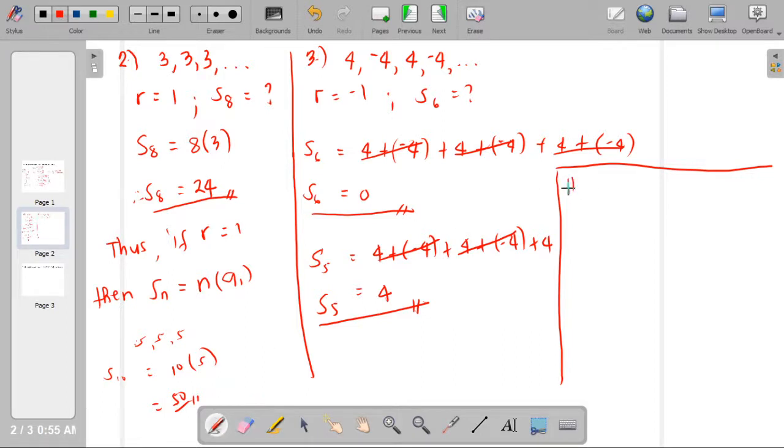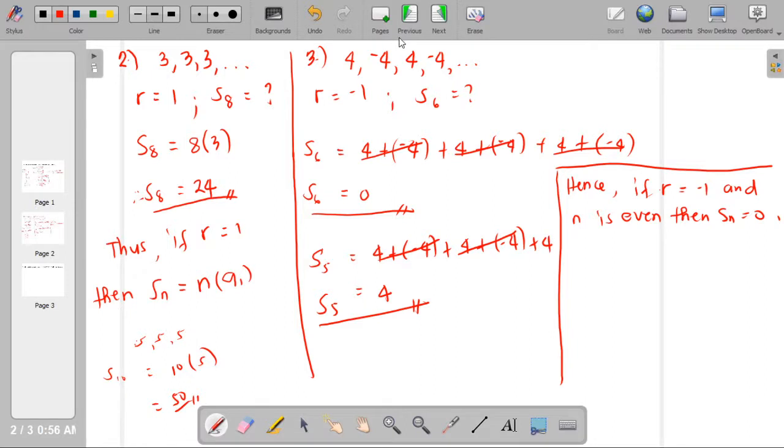Hence, if r is equal to -1 and n is even, then S sub n is equal to 0. It is automatically 0. If your common ratio is -1 and your n is even, they all pair up, and if they pair up, the sum is 0. So automatically, the sum is 0.